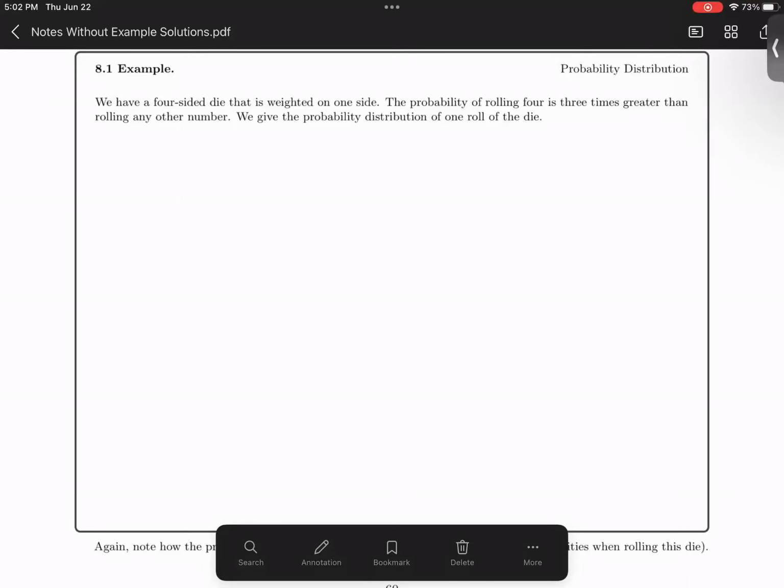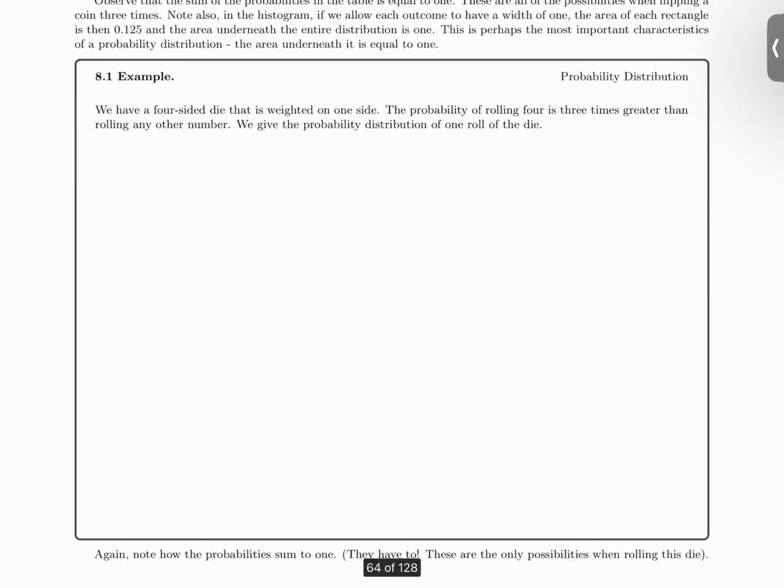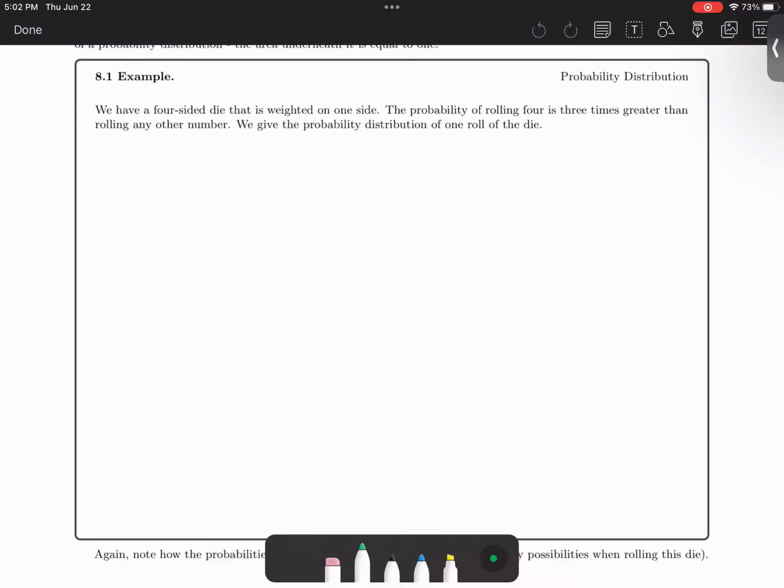Let's find a probability distribution for a probability experiment. We have a four-sided die that is weighted on one side, so it's not a fair die. Even though there's four sides and four different options or outcomes possible, they don't share the probability uniformly. In fact, this is how it's broken up. The probability of rolling 4 is 3 times greater than any other number. So that seems important. We're going to use that.